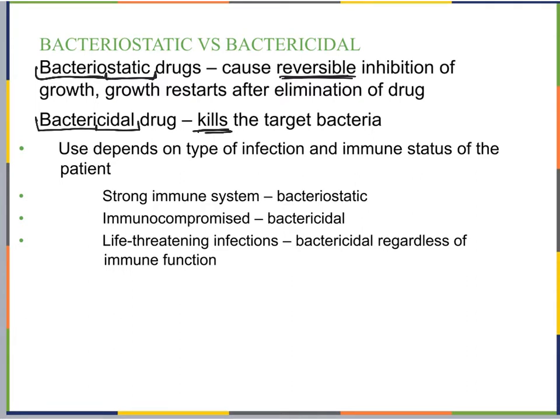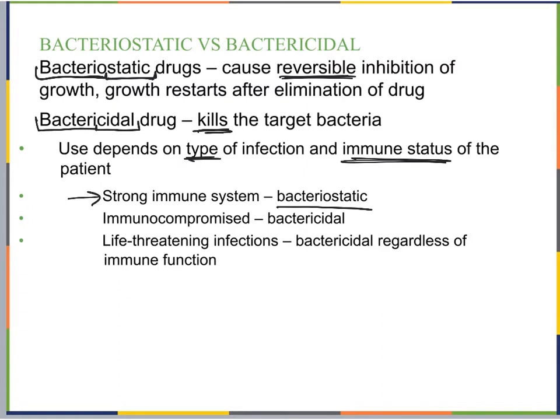Now, whether we use a bacteriostatic drug or a bactericidal drug is going to depend on the type of infection and the immune status of the patient. For example, if somebody has a strong immune system, a healthy 20-something or 30-something year old, relatively healthy, relatively active, and then they get a bacterial infection, what we would likely use is a bacteriostatic drug, so that it just halts the growth of the bacteria, and then their healthy immune system can come along and take care of it.